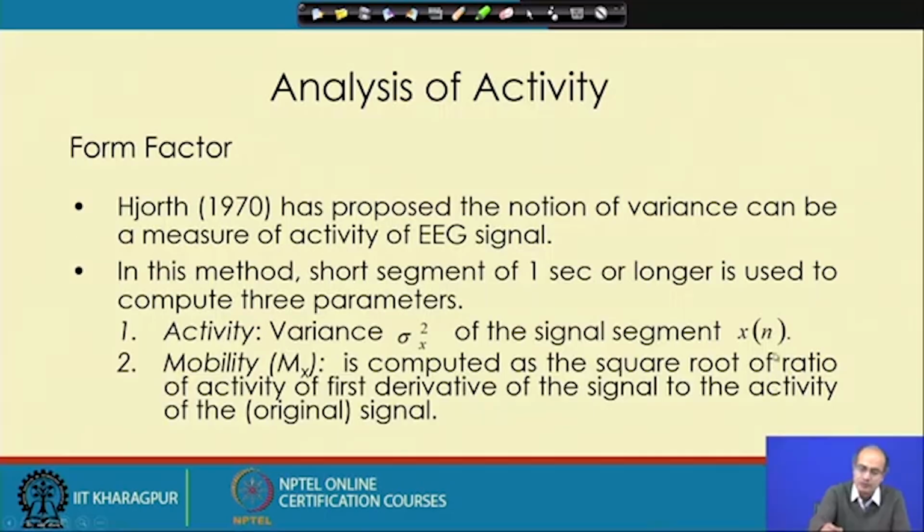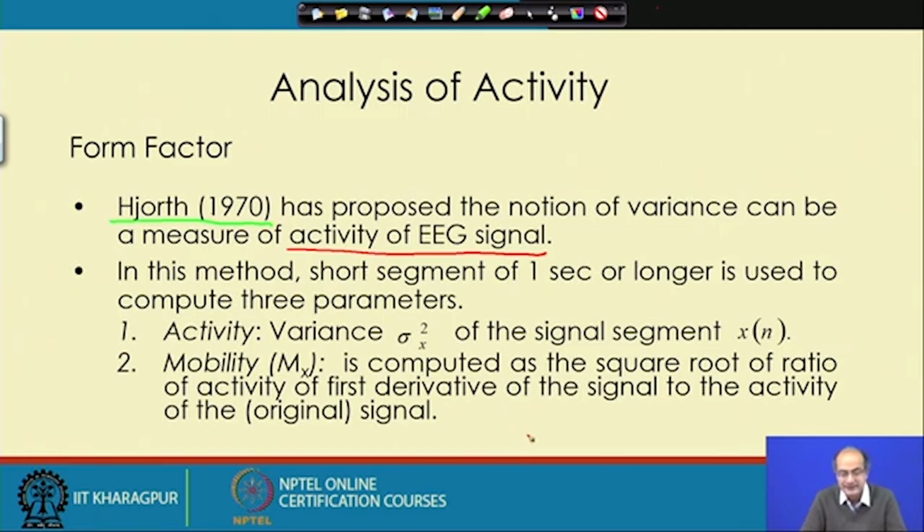Okay. So, now let us move ahead. We go for another thing called form factor. Okay. This is another measure. This measure was proposed by Zott in 1970. Okay. This 1970 Zott, they have suggested this technique, and their goal was to find out the activity of the EEG signal.